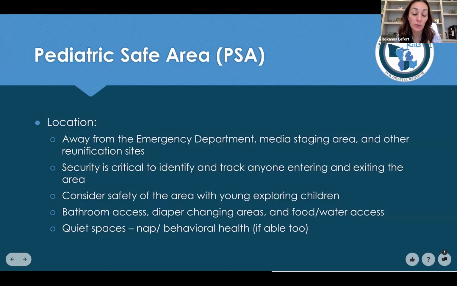And then when you think about the area in general, think about a child-proof area. So some sort of safe area for children to be in. If you have young children, think about the safety of the area as you would anywhere you're putting children. Think about bathroom access. If there's infants, diaper changing areas. You definitely want food and water access. And if it does end up getting into kind of a longer time frame, you do want quiet spaces to think about naps and potentially for them to sleep. Next slide.